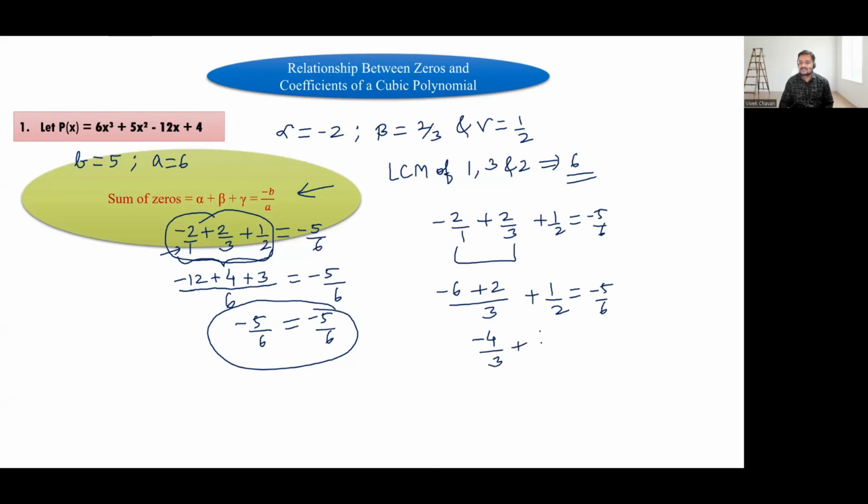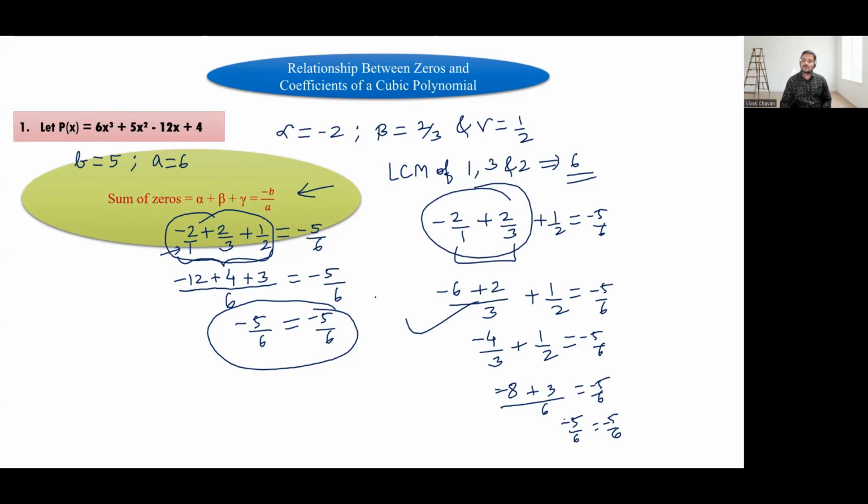Now solving this, what will it become? -4 by 3 plus 1 by 2 will be equal to -5 by 6. Again cross multiply. -8 plus 3 upon 6 will be equal to -5 by 6, and -8 plus 3 is what? Again it is -5 by 6 equal to -5 by 6. This way also you can do if you are unable to take the LCM. Some students face problems in taking the LCM, so a better option is to do the cross multiplication of two numbers together.